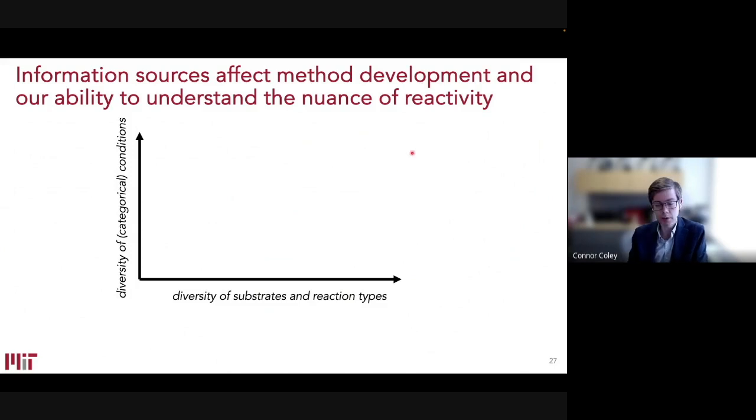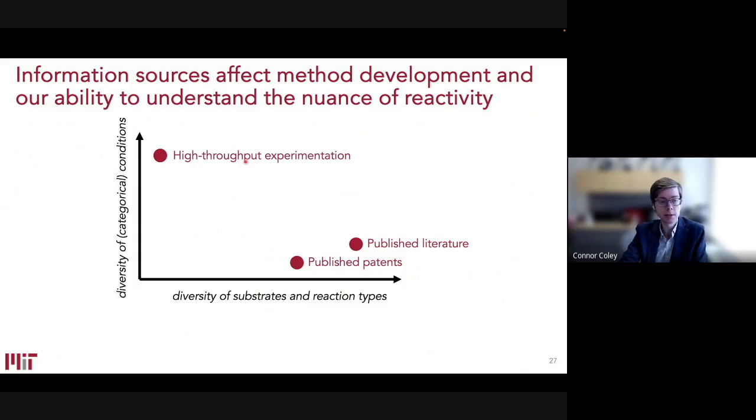And folks who are in domain might recognize that some information sources are quite rich in this type of diversity. So journal articles and patents have a lot of different structures and a lot of different reaction types, but not a lot of different conditions for each of those. Whereas our high throughput automated laboratories tend to be better equipped to generate very diverse categorical conditions, but not very diverse substrates and reaction types. And so there is some argument to be made for trying to develop really focused data sets that help us learn the effects of both of these axes at the same time.